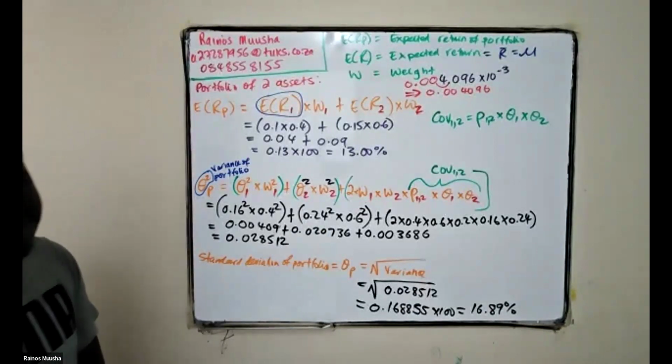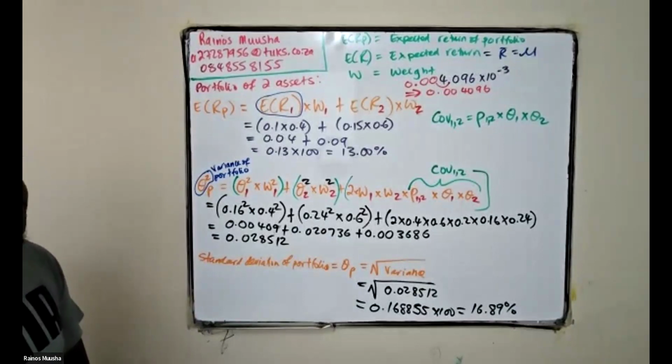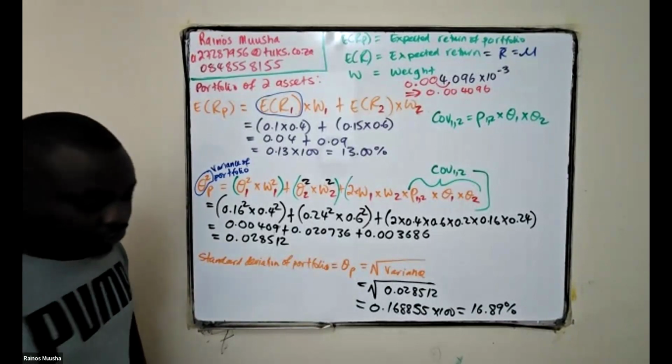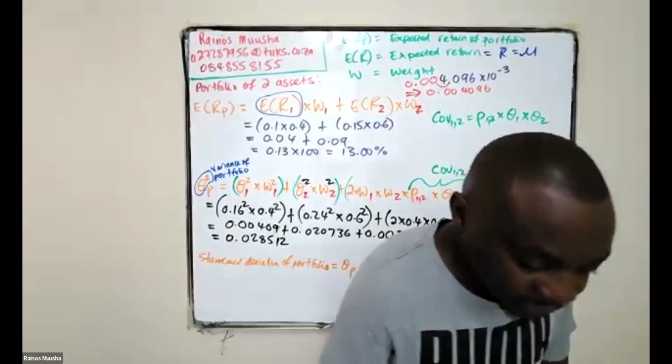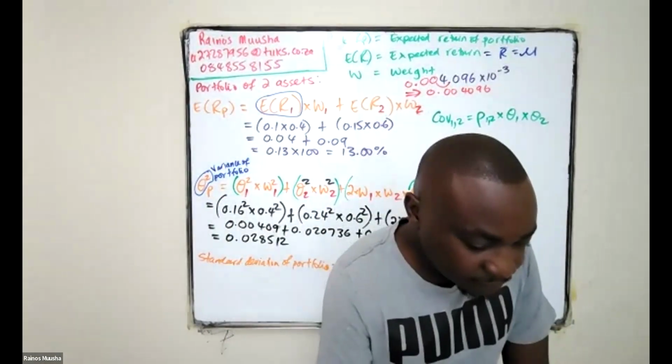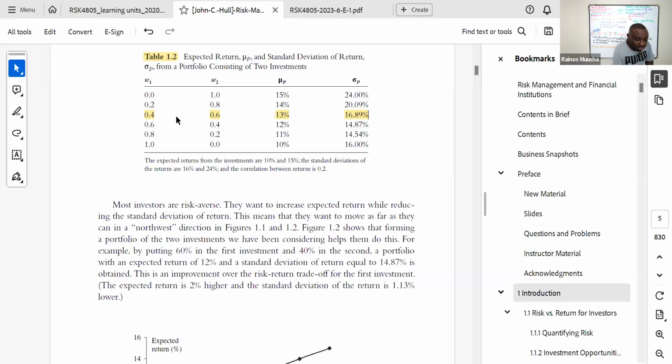Are we on the same page? Any questions? Anyone lost? So, looking at this, remember, this is one scenario that we chose to calculate, isn't it? There are other scenarios that you can also choose to calculate, where if you choose to invest 0% in asset 1 and 100% in asset 2, your expected return of the portfolio will be 15% and your standard deviation will be 24%.